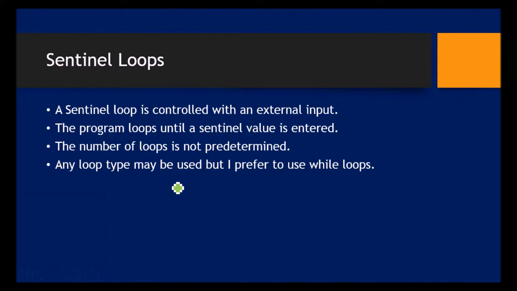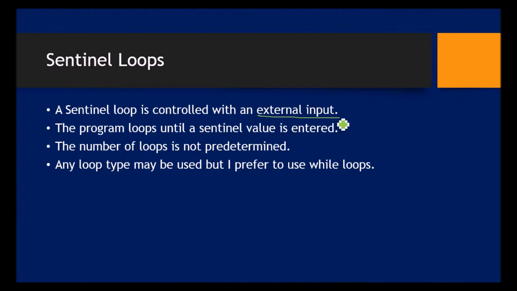Sentinel loops. Now a sentinel loop is not a while loop necessarily. In fact, we're going to look at some other loop types, and you can create sentinel loops out of any of the loop types we're going to examine. What defines a sentinel loop is the way the loop is controlled. What causes the loop to stop looping? That's what makes it a sentinel loop. A sentinel loop is one that is controlled by an external input. It's going to keep looping until it sees a certain external input value or range of values. And when it sees that input, it stops looping.